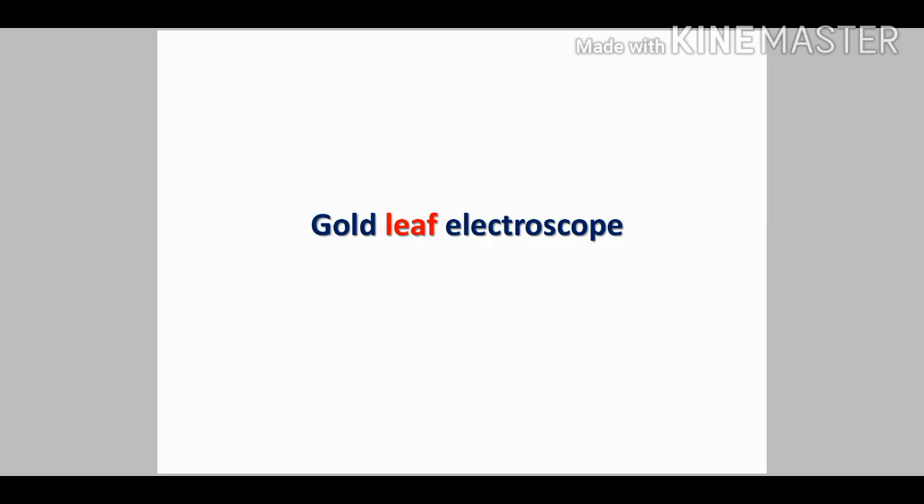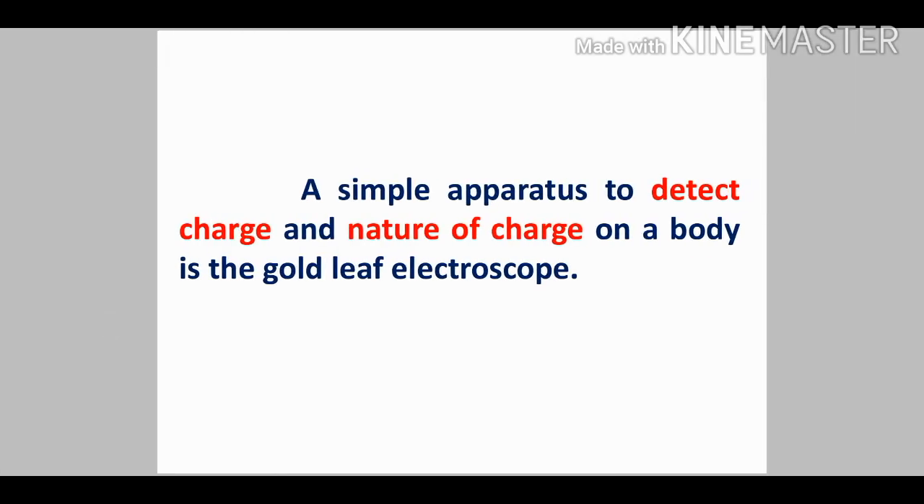Gold leaf electroscope. A simple apparatus to detect the charge and nature of charge on a body is the gold leaf electroscope. With the help of this gold leaf electroscope, we can detect charge and nature of charge on a body. We'll see now how to detect the charge on a body and how to see the nature of charge on a body one by one.